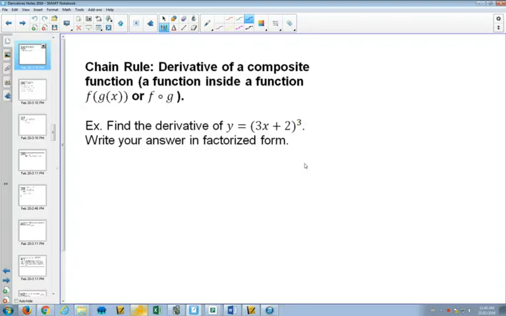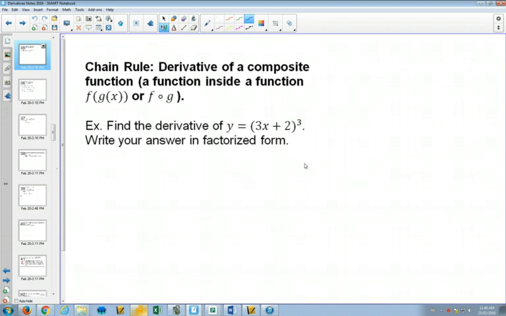So now we're going to look at the chain rule, and what that is going to do is look at what happens when we have a function inside of another function. Our product rule looked at what happens when we have a function multiplied by another function. Our quotient rule looked at what happens when we had a function divided by another function. And now we're going to look at what happens when we have a function inside of another function.